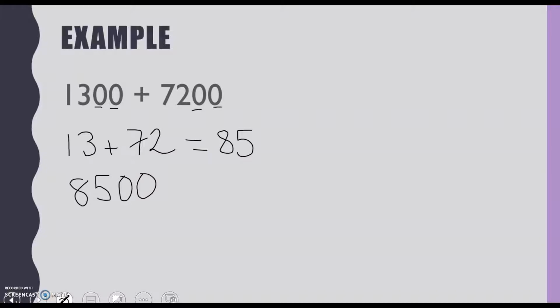Maybe you did it as 200 plus 300 gives me 500, my 7,000 plus 1,000 is 8,000, so that's 8,500. Again, there's maybe been another way you've done it, so long as you get that same answer, that's all that matters.